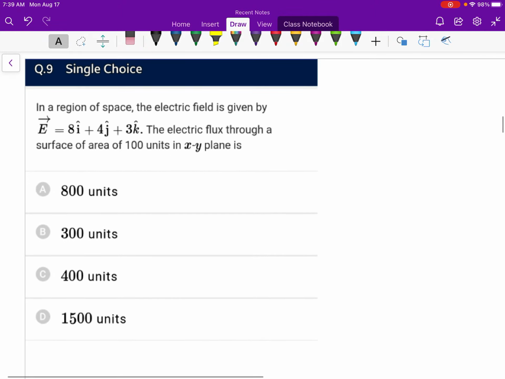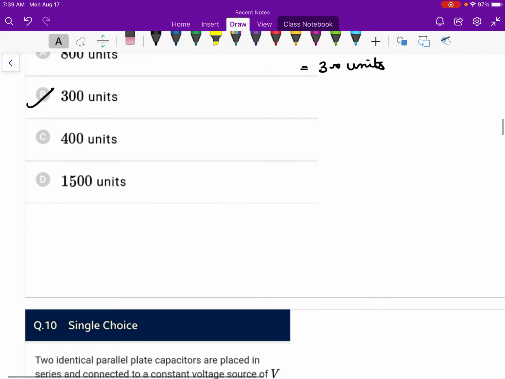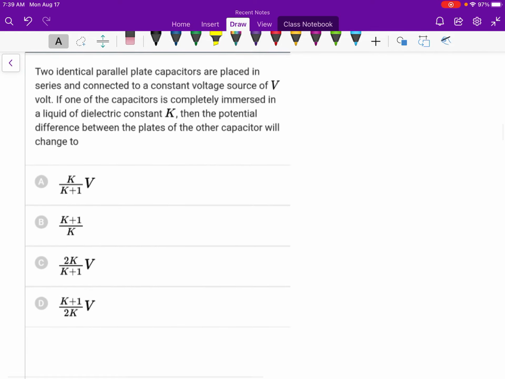In a region of space, the electric field is this, and we need the electric flux through a surface of this area in the xy plane. So the surface is in the xy plane, so the area vector is in k cap. So this is 100 k cap. The electric field is given. Since the area is in k cap, only the z component of the electric field will be useful. So phi is Ex Ax plus Ey Ay plus Ez Az after taking the dot product. So this is 0, this is 0, Ez Az, so that is 300 units. So B is the correct option.